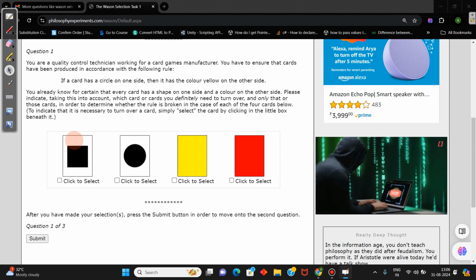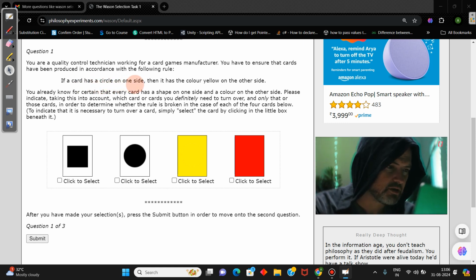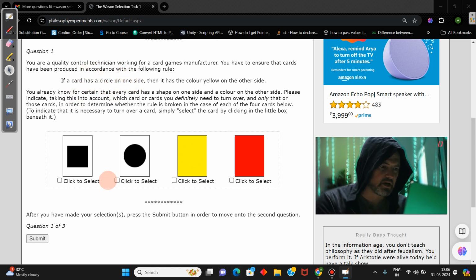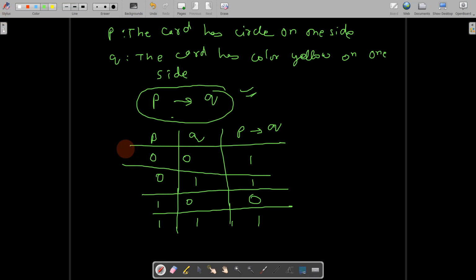This is the case when the card does not have a circle on one side. That means P is false. Let us check in the table in which cases P is false. Only in two places we see P is false. But do we need to check these two cases of the truth table? No, we don't, because no matter whether Q is true or not, P implies Q is always going to be true. Our statement says that because of P, Q should definitely happen. But P did not happen, so Q can or cannot happen. That does not violate or make P implies Q false.